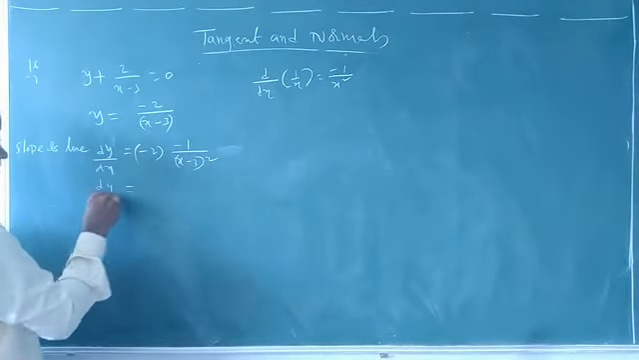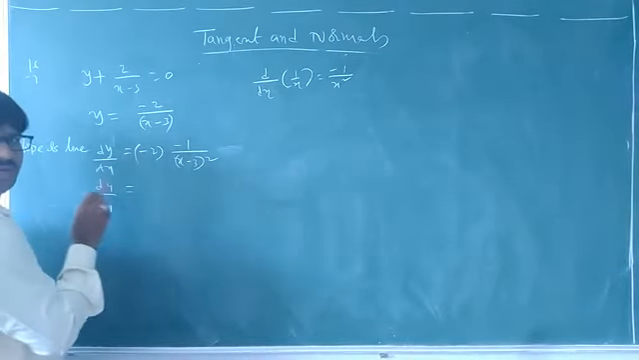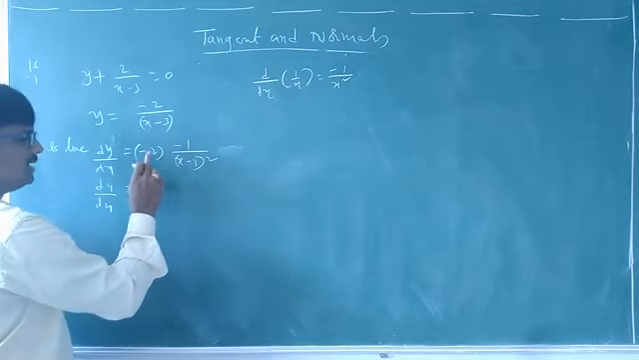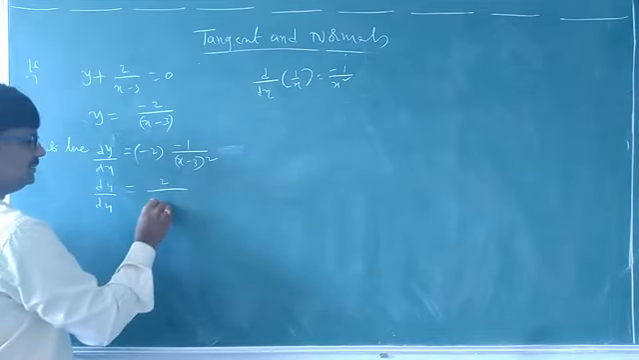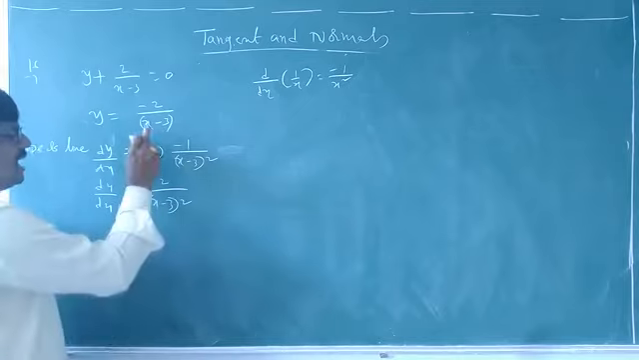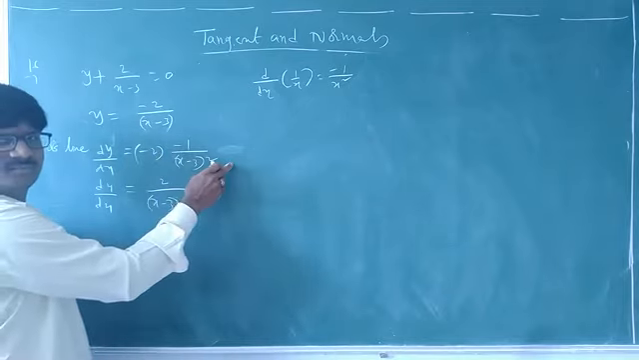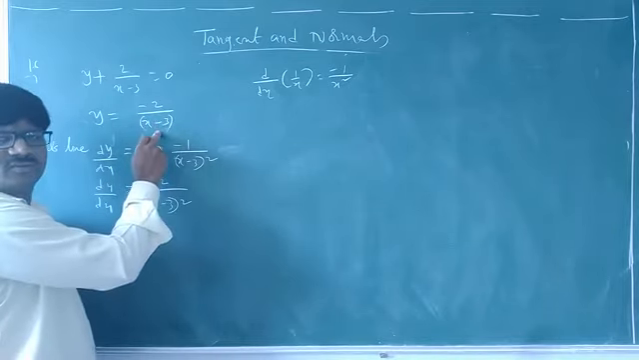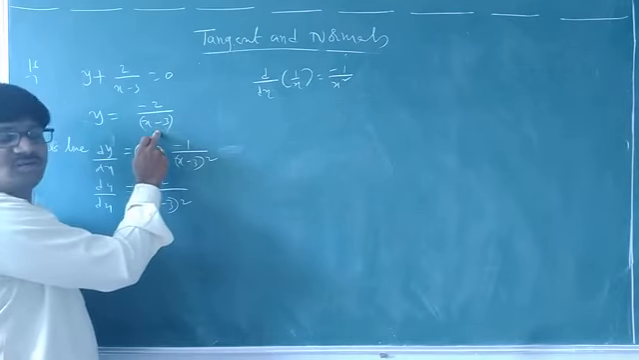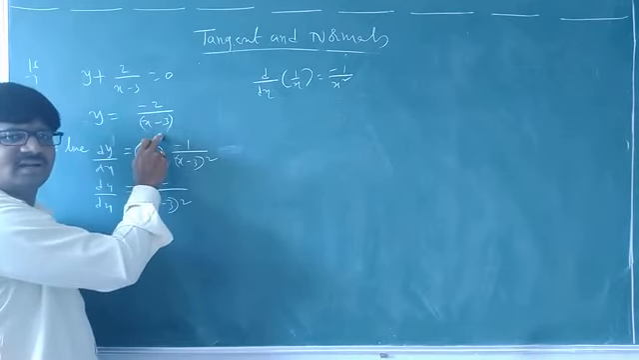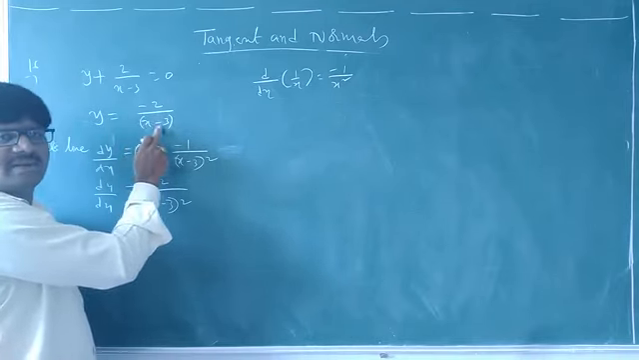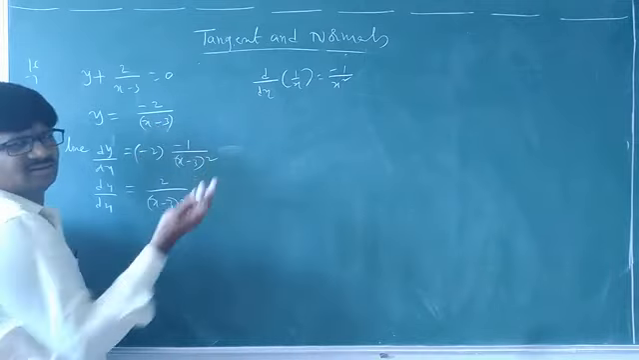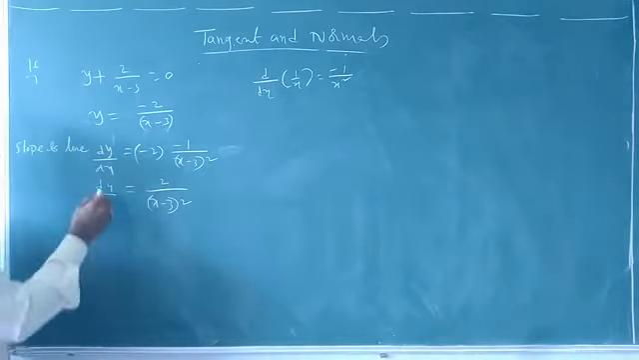dy by dx is the slope of the tangent. So minus 2 into minus 1, 2 by (x minus 3) whole square. And the derivative of x minus 3 also we have to find here. For x, we also have to find the derivative. The derivative of x is 1, and the derivative of minus 3 is 0, into 1 you will get, that is no need. Okay? Yes, so that is dy by dx.